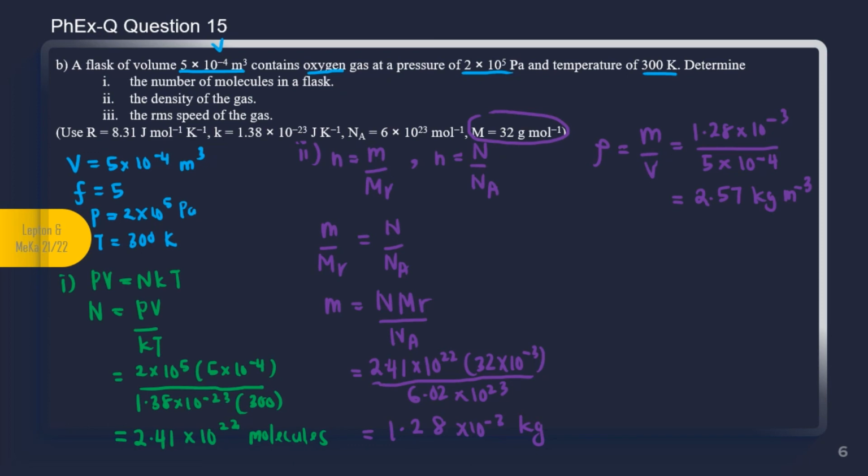And lastly, what is the root mean square speed of the gas? Since we have the density and the pressure, we can use this formula: v_rms equals square root of 3p over rho. Then just substitute our values: 3, and our pressure is 2 times 10 to the power of 5 Pascal, and the density that we have just calculated is 2.57 kg per meter cube. Here we will get 483.18 meter per second. Depending on how you press your calculator, you will have slightly different values, but that is just about how we do it. That's the step to tackle this question.